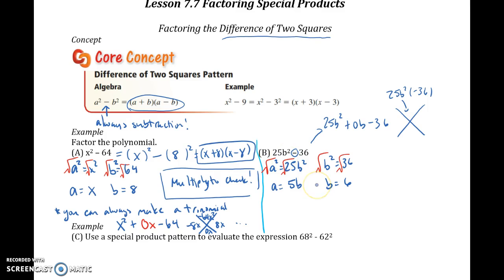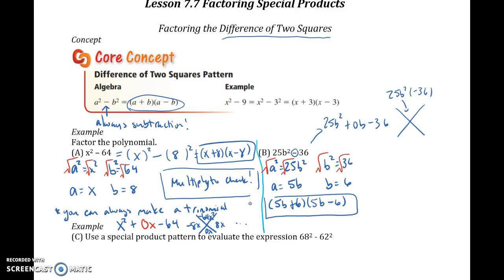Okay, so I'm going to go ahead and then use my a and my b in the pattern. So the answer is simply 5b plus 6 and 5b minus 6. Again, a plus b, a minus b.